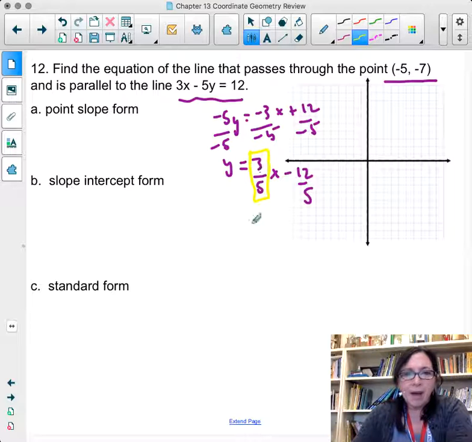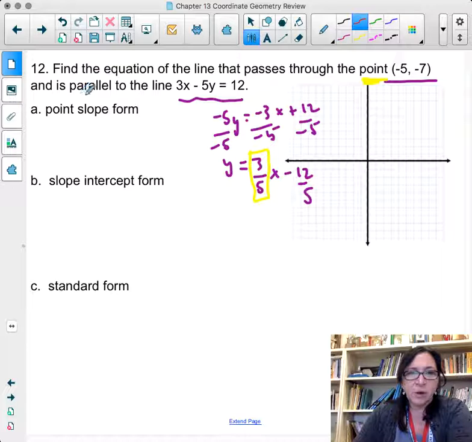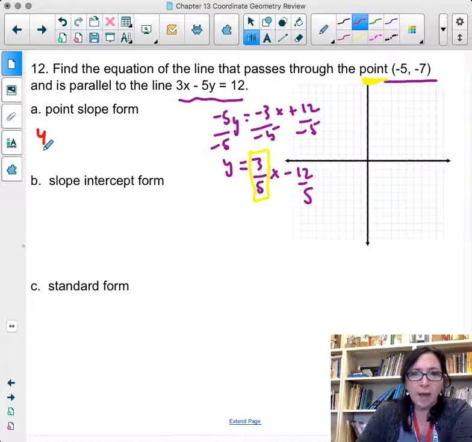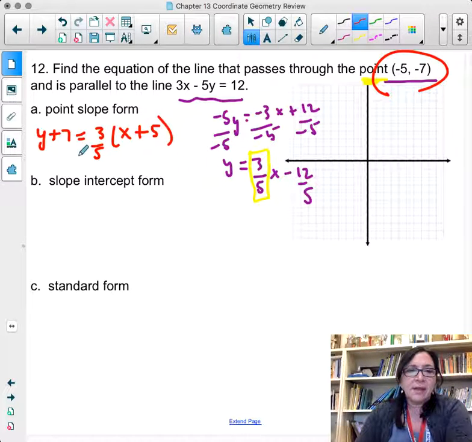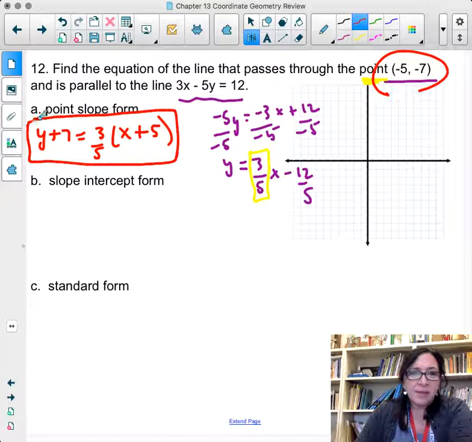By having that one thing, that's going to give me point and slope. And so I can use that. It says the equation of it's parallel, so I don't have to change it. So here we go. We're going to go y plus 7, because I'm using this point that they gave me, is equal to 3 over 5 times x plus 5. Now, that's the equation in point-slope form. Done.